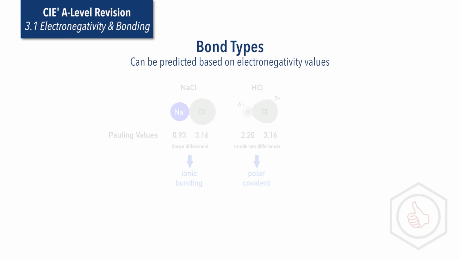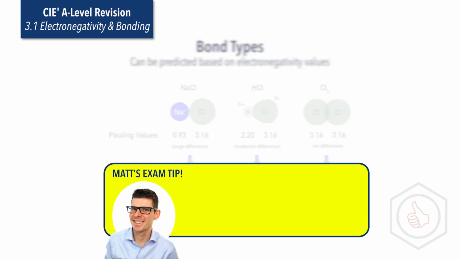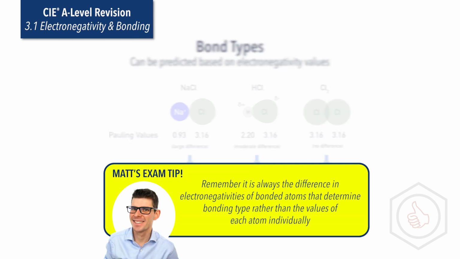If the difference in electronegativity between the two bonded atoms is very small or zero, the bond is nonpolar covalent. The bonding electrons are shared equally between the two atoms, and no atom has a greater share of the electrons than the other. Exam tip here: always remember it is the difference in electronegativity between two bonding atoms that matters. It is never the individual electronegativities themselves. You can have two atoms of very high electronegativities bonded together, but the bond is still nonpolar because the difference in electronegativity between them is very small.